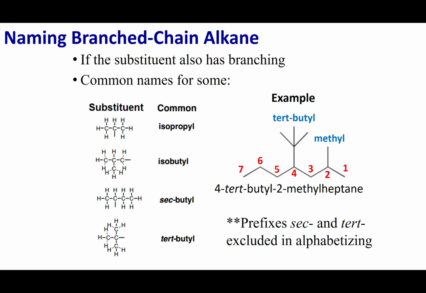Some things to note is that when you guys put this in alphabetical order, the ones with dashes, you do not consider those prefixes in front. So sec-butyl, you want to alphabetize it based off the B. And tert-butyl, you want to alphabetize it based off the B as well. For the ones that are iso, you are going to count the I. So the I counts in these ones.